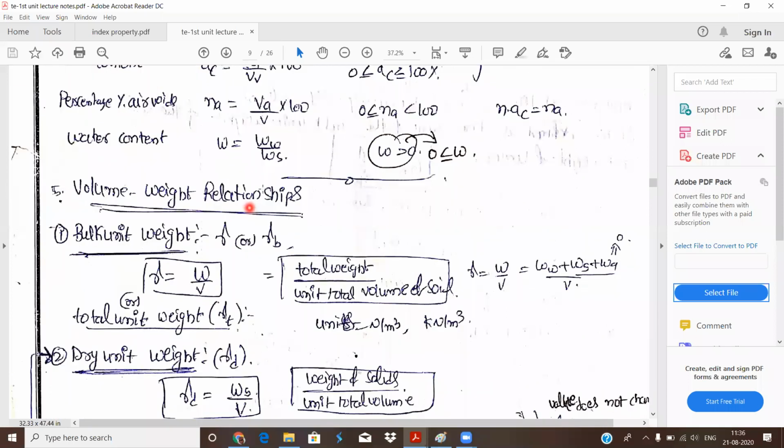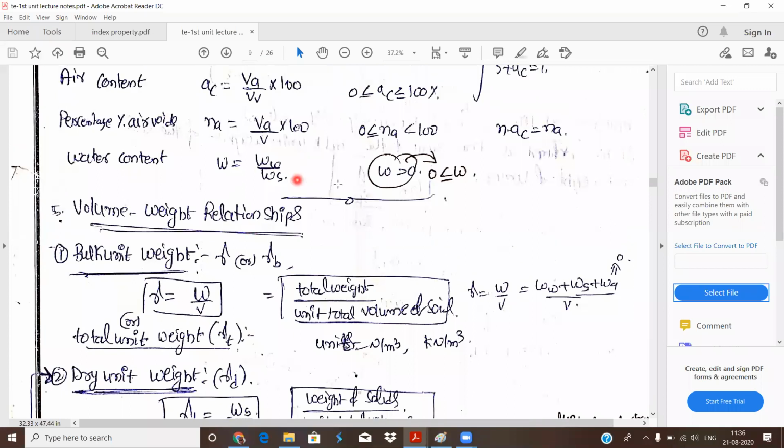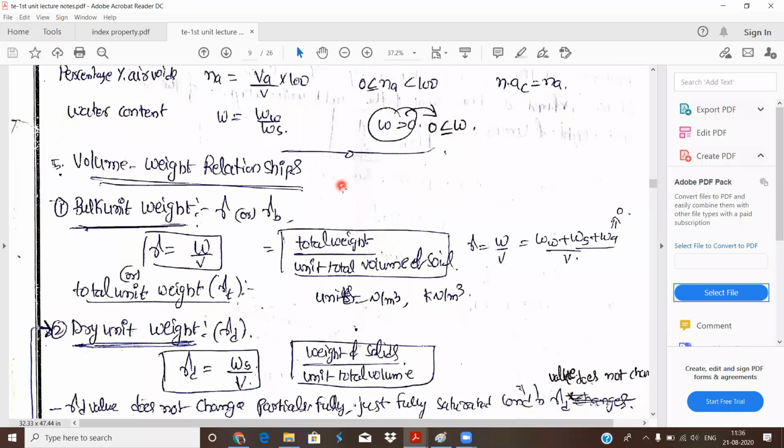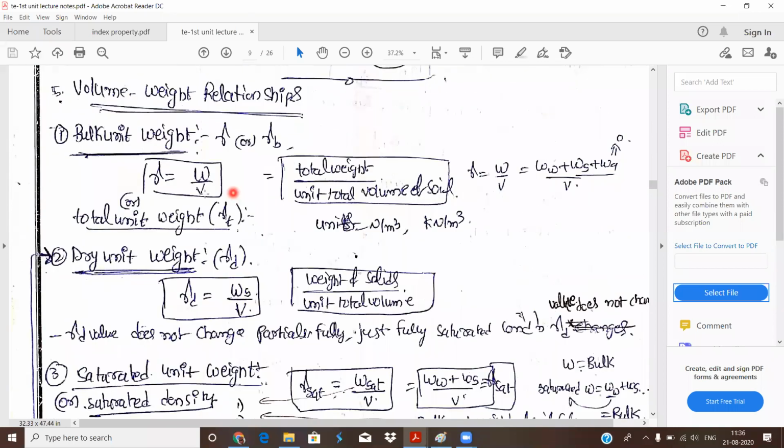In the water content, weight is above and weight is below, so kilonewton by kilonewton gets cancelled and there are no units. But bulk unit weight is weight by volume. Weight has units of kilonewton and volume has meter cube. Therefore, bulk unit weight is weight by volume, known as kilonewton per meter cube.